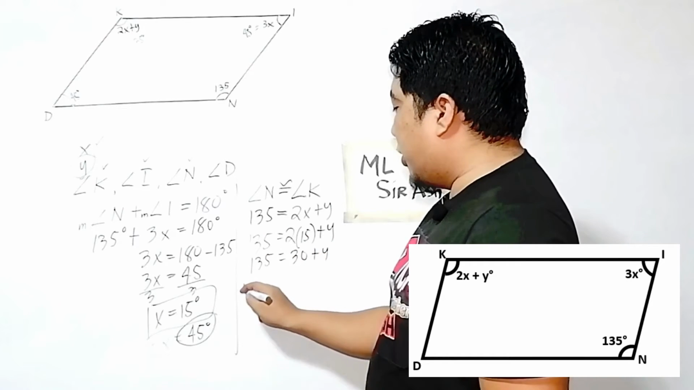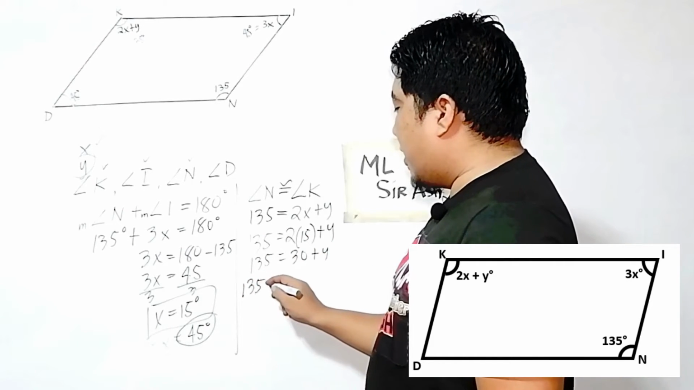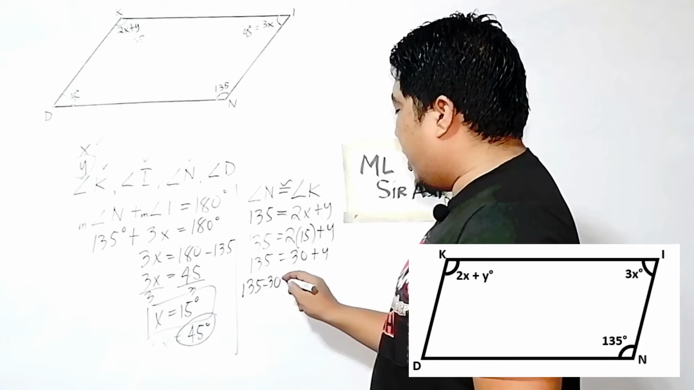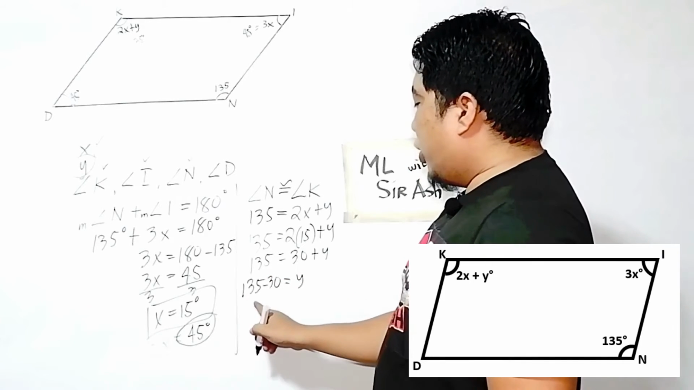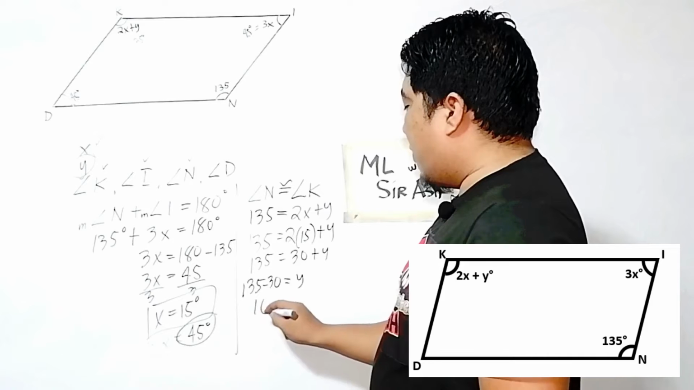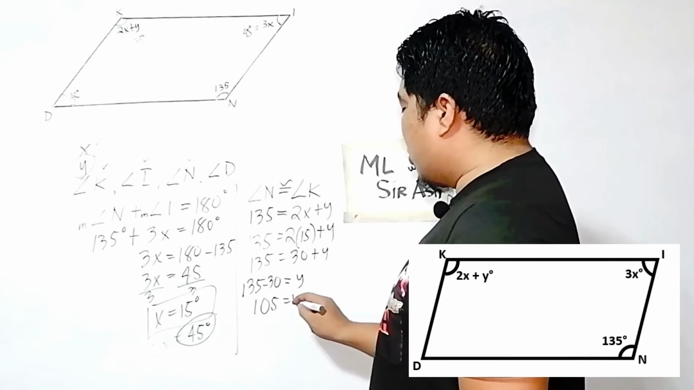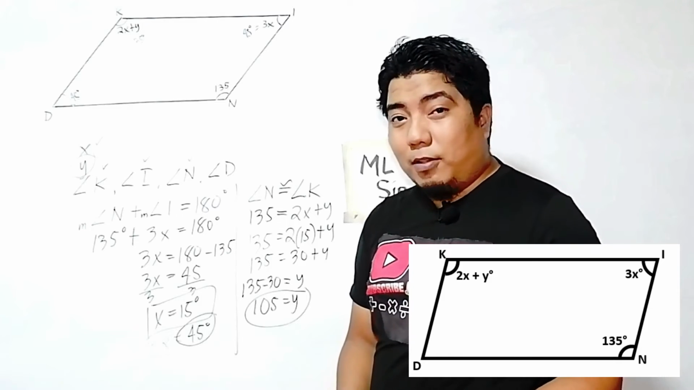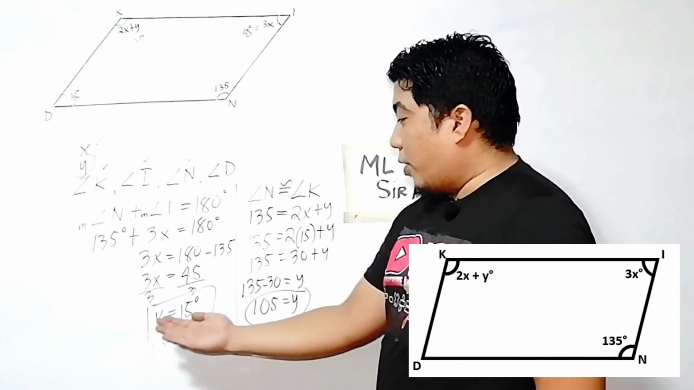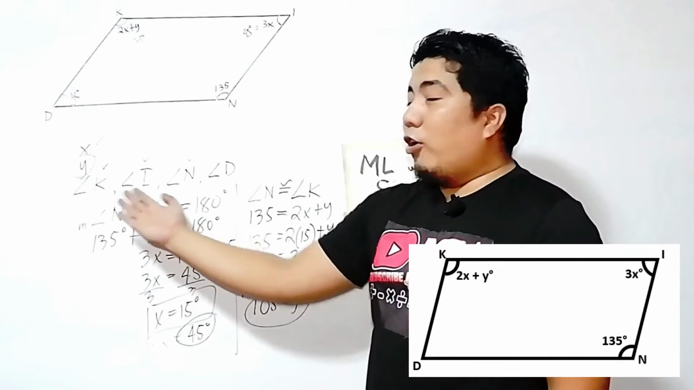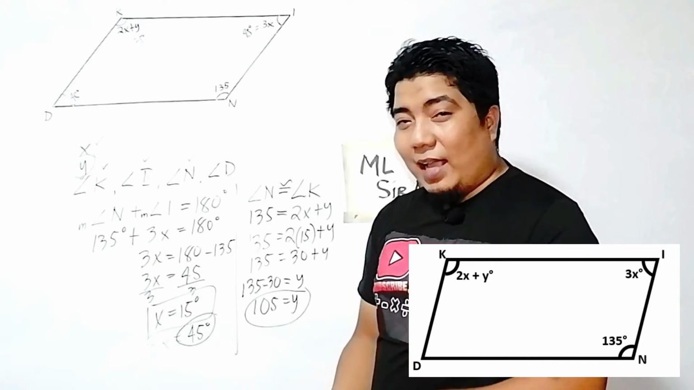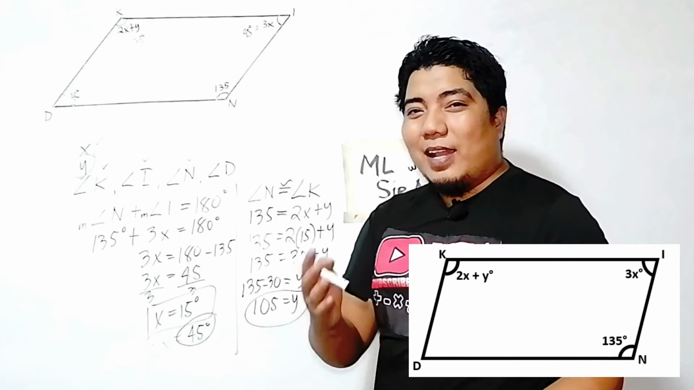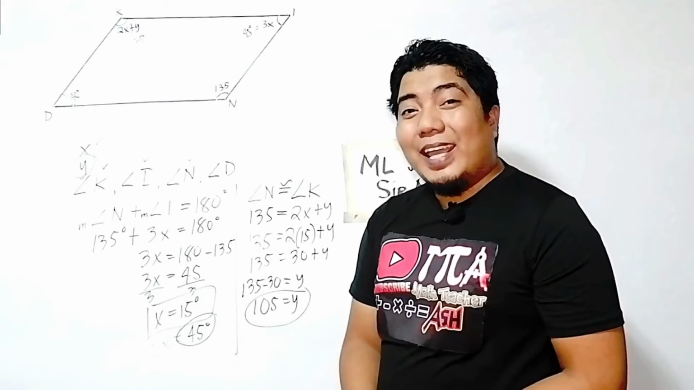Then we transpose our 30. So what is that? That will become minus 30. And 135 minus 30, that will give us 105. So that will be the value of our y variable. So we have answered our x, our y, and all of our 4 angles. Easy, right? Now, let us go to our third example.